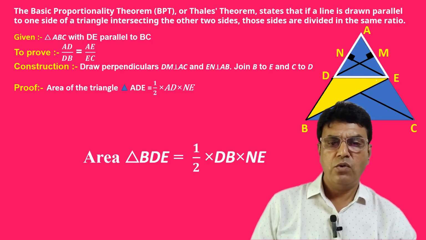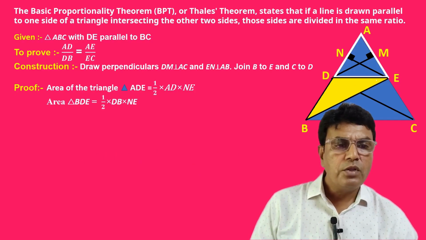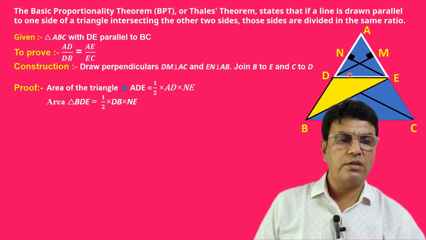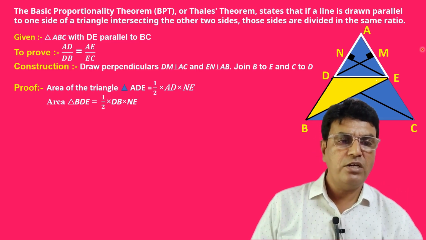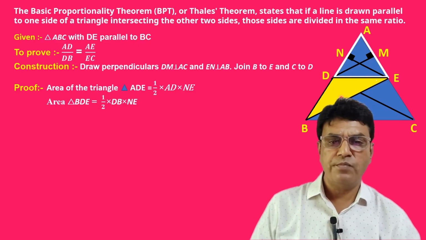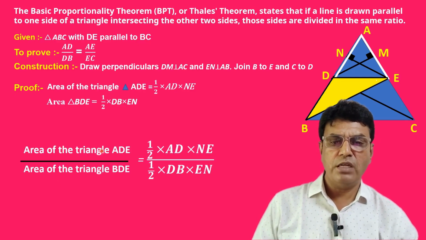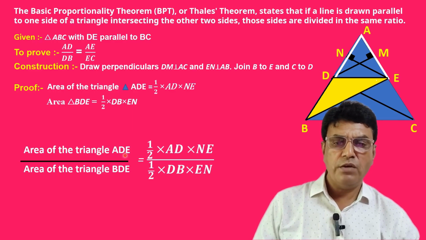Now we need to find the ratio of the areas of these two triangles, that is triangle ADE and triangle BDE. So let us see here. If you write the area of triangle ADE upon the area of triangle BDE, this is what we get. And if you observe here, let's simplify this further.